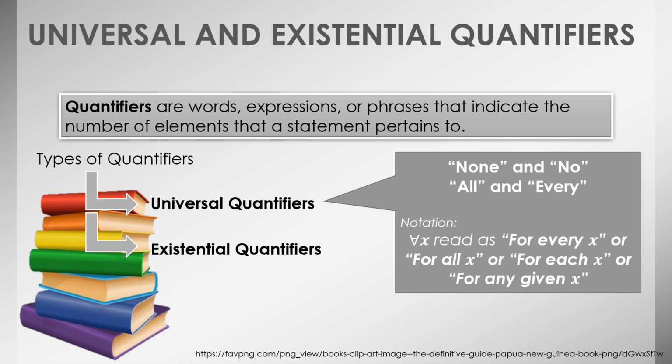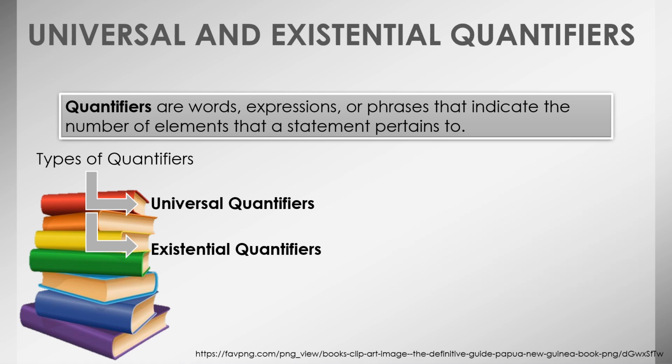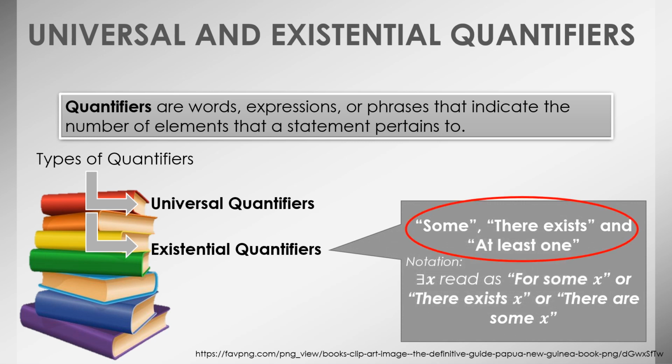Universal quantifier is represented symbolically by this notation, which can be read as either of the following: for every x, or for all x, or for each x, or for any given x. On the other hand, for existential quantifiers, we have this: some, there exists, and at least one, which is represented by this notation read as for some x, or there exists x, or there are some x. This also means that a statement is existential if it uses any of these existential quantifiers.